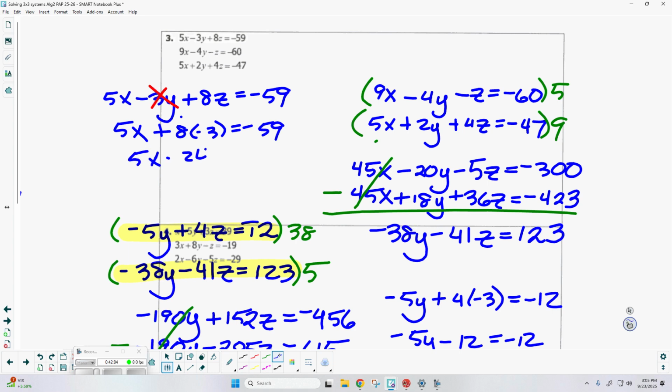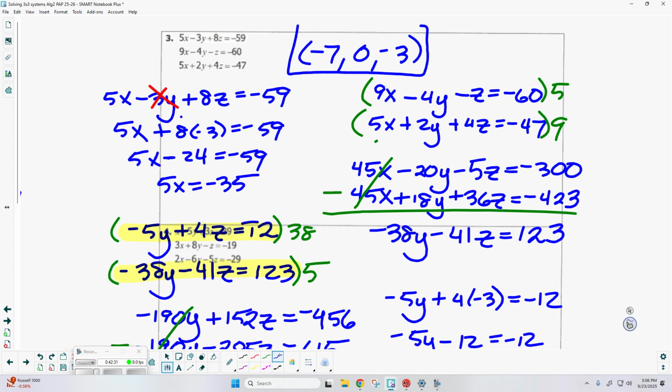Okay, so 5x plus 8 times a negative 3 is equal to a negative 59. Okay, so that's a negative 24, if this board would let me write, equals a negative 59. So I need a negative 59 plus 24. Negative 35. So 5x equals a negative 35. So I've got that x is what? x is negative 7. So we have negative 7. We found y to be 0. And we found z to be negative 3. Boom.